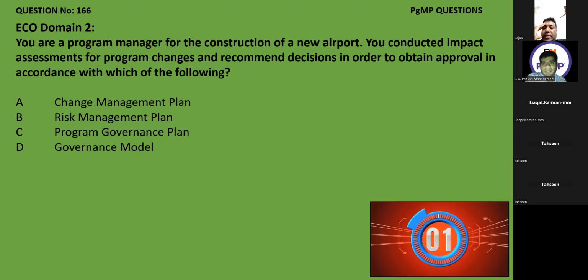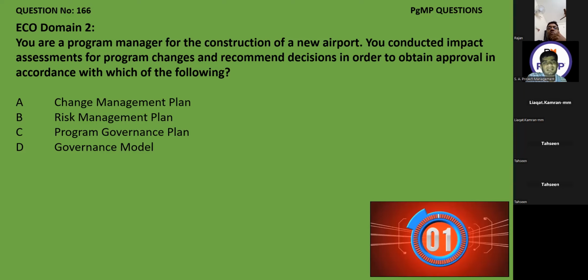And Kamran sahab, you gave C. Why? Because you see, all roles and responsibilities, including authority level, are defined in the program governance plan. So the program manager is using his authority according to this governance plan. That is my understanding.